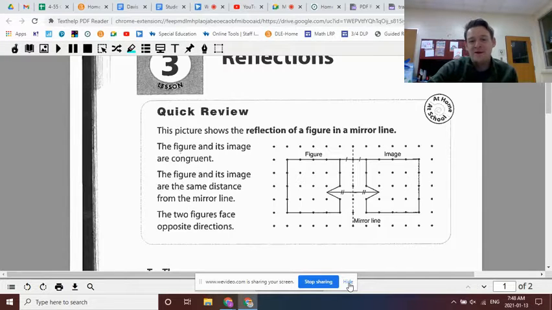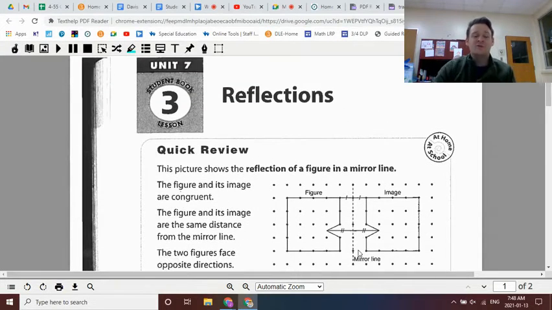Welcome to another day of math. Today we are checking a reflection.